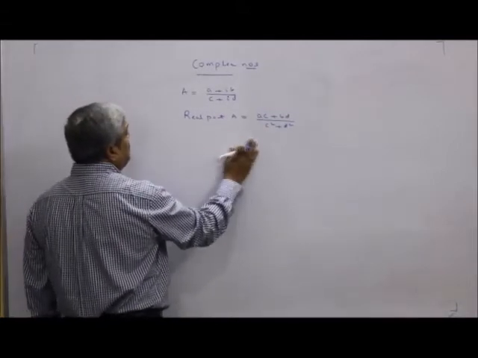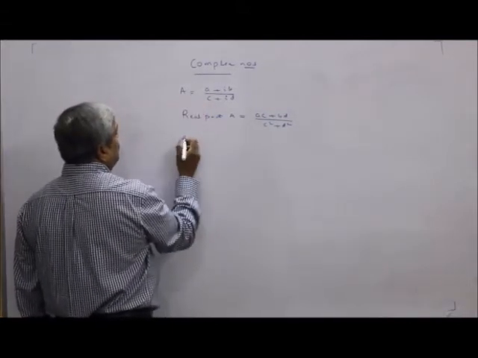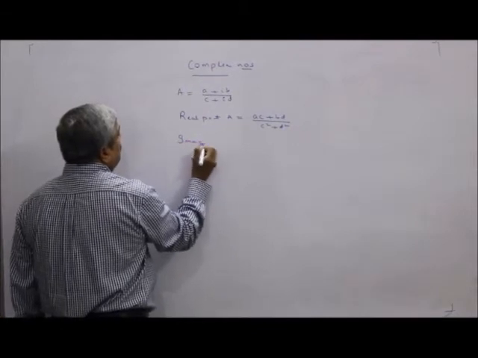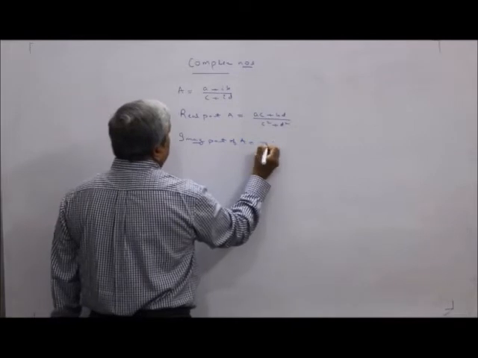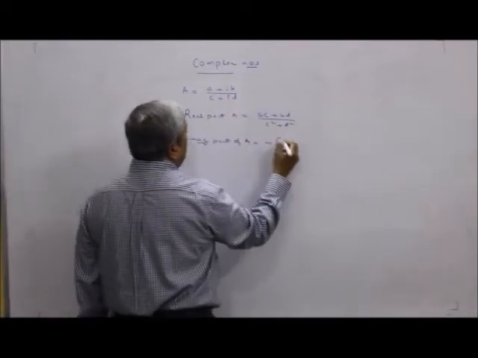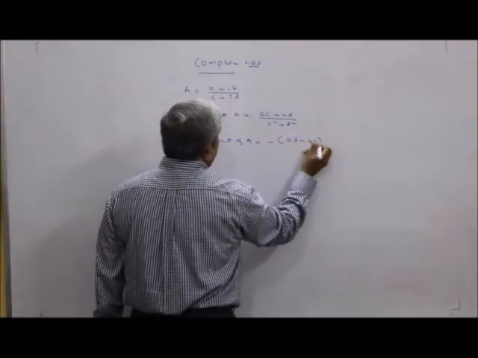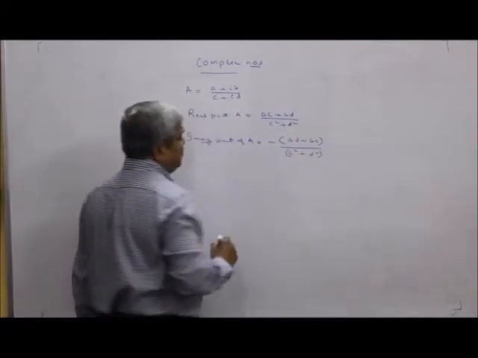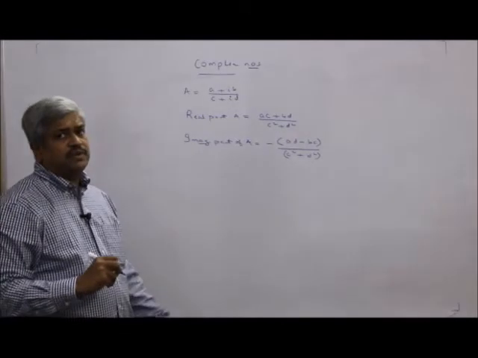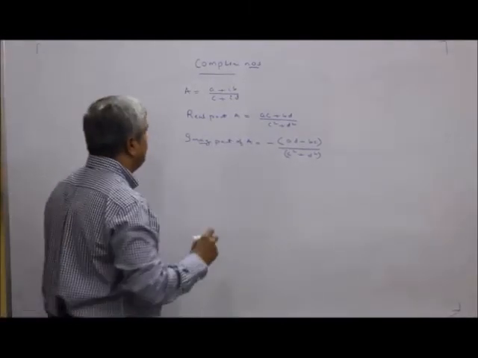And if you want the imaginary part of this complex number, the imaginary part of A is (bc minus ad) divided by (c square plus d square). This will also be very much useful for all competitive exams.